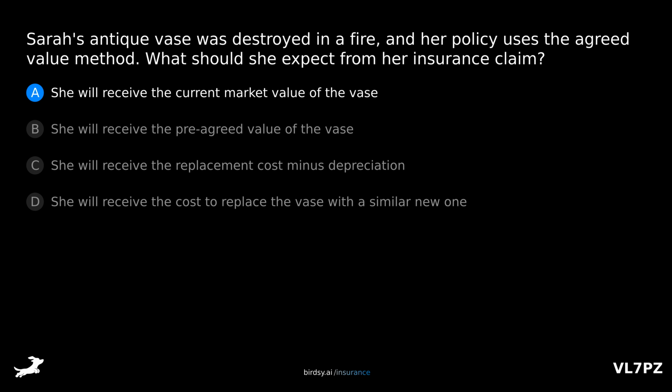Is it A, she will receive the current market value of the vase? B, she will receive the pre-agreed value of the vase? C, she will receive the replacement cost minus depreciation? Or D, she will receive the cost to replace the vase with a similar new one? The answer is B, she will receive the pre-agreed value of the vase.